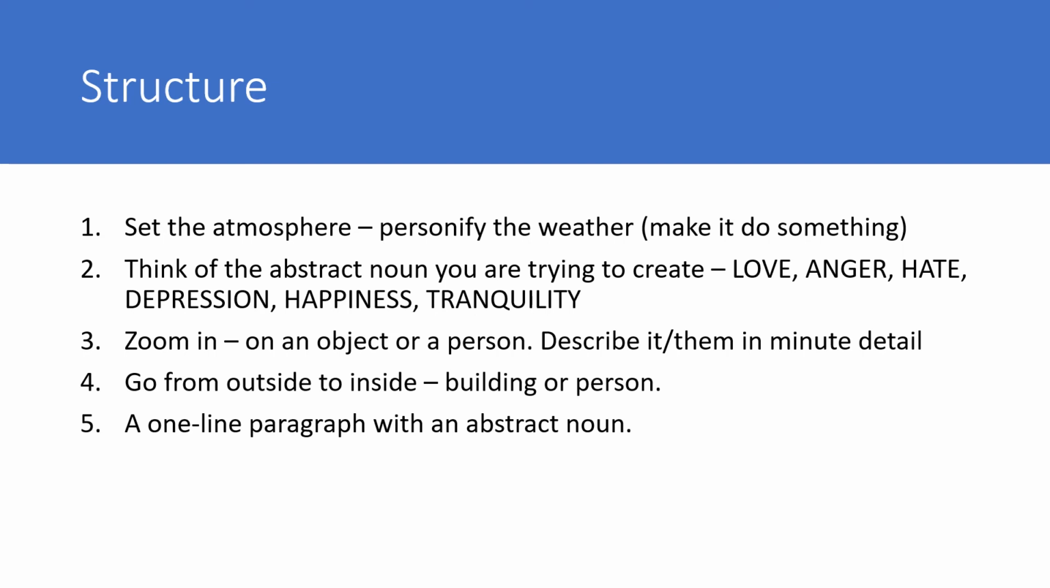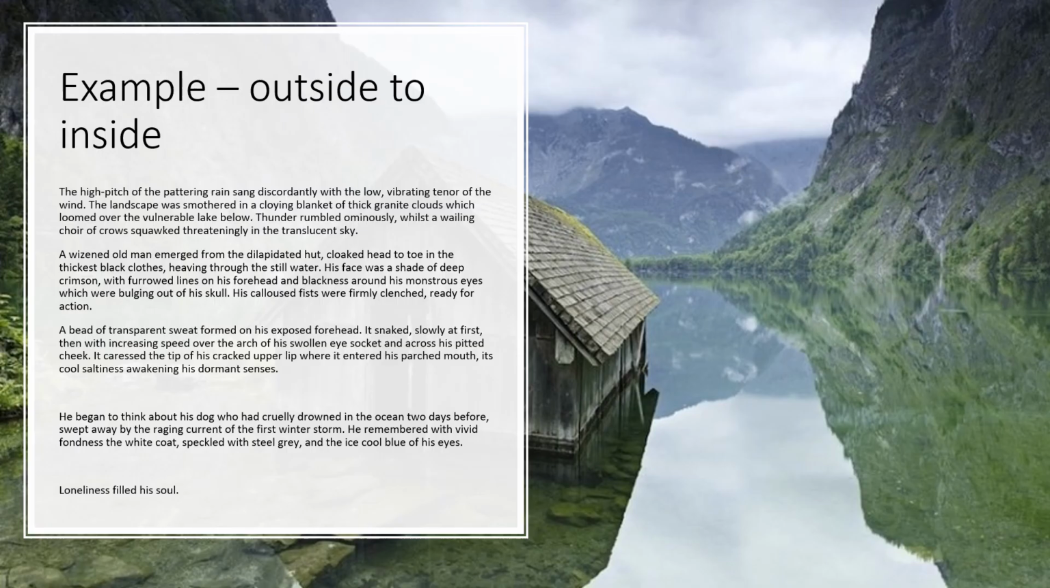Next, so we've got set the atmosphere. Think of your abstract noun, the atmosphere you're trying to create. Zoom in on an object or person, then zoom in again and describe it in detail. Then the next thing you can do, the next structural shift, is to go from outside to inside and then include a one-line paragraph. So here we go from the bead of transparent sweat, and here I've gone inside the man's mind. He began to think about his dog. So going from outside to inside of a person would look to explore their thoughts. And then my one-line paragraph: loneliness filled his soul.